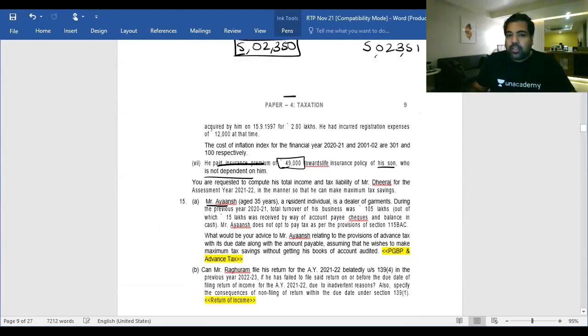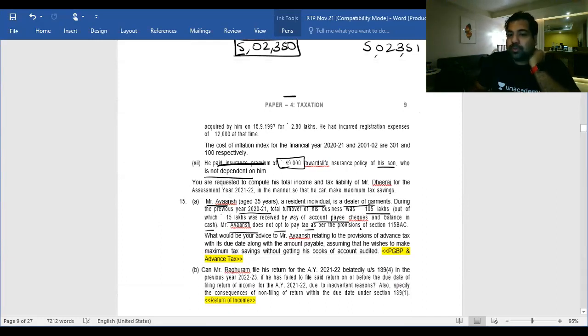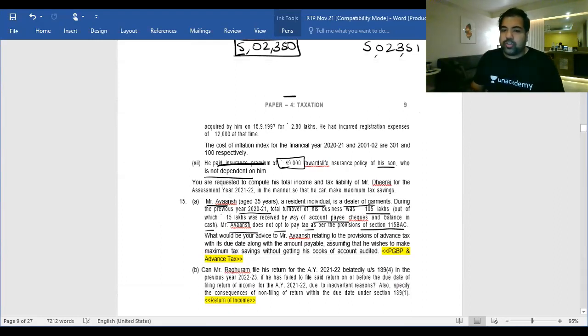There is a person called Ayansh, who is a resident individual and he's into business. His turnover during the year is only 105 lakhs, that is 1.05 crores, out of which 15 lakhs has been received in account payee cheque and the balance in cash. He does not want to opt for the provisions as per 115BAC. What would be your advice to Ayansh relating to the provisions of the advance tax with its due date, assuming that he wishes to make maximum tax savings without getting his books of accounts audited?